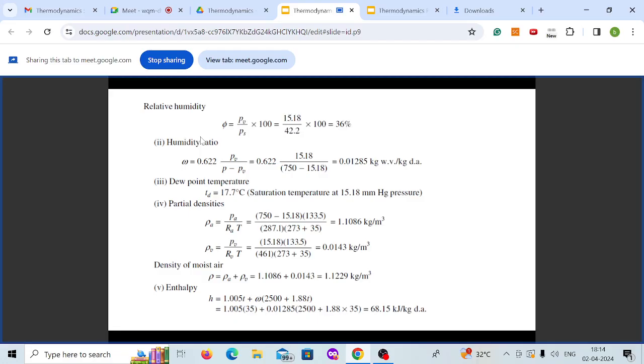Next is to find out the specific humidity ratio. So specific humidity is 0.622 into PV by P minus PV. So we know PV, which I calculated, and P is given as 750 mm of Hg. You can convert that into Pascal or bar, whichever is convenient. Here we have written everything in mm of Hg. So you have to just add 13.6 into 1000 into g into h. So that will give you conversion to pressure in Newton.